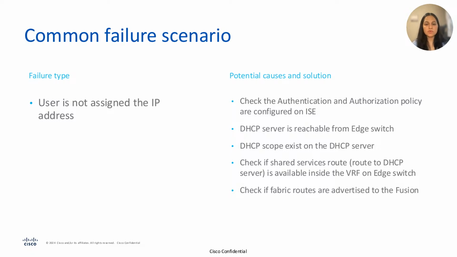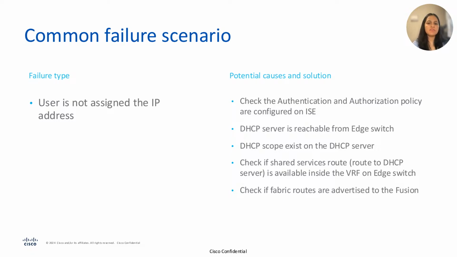Another thing we can check is the reachability of the DHCP server from the edge switch, and also verify that the DHCP scope also exists on the DHCP server. So from a user perspective, the user will reach the DHCP server from its dedicated VRF. So we need to make sure that the VRF sees the shared services route from the border as well.